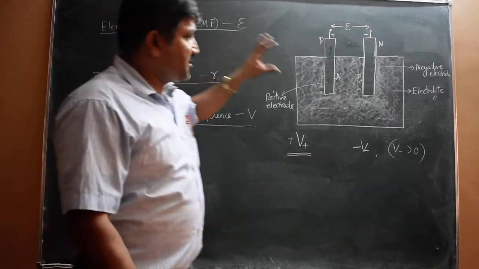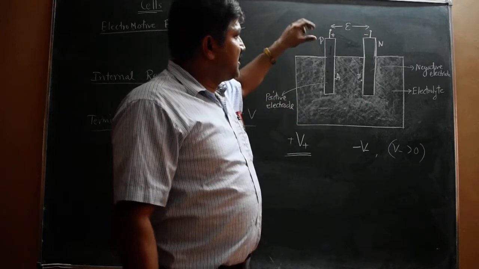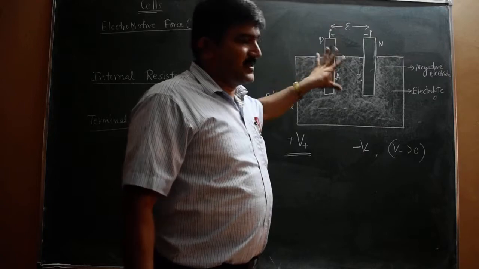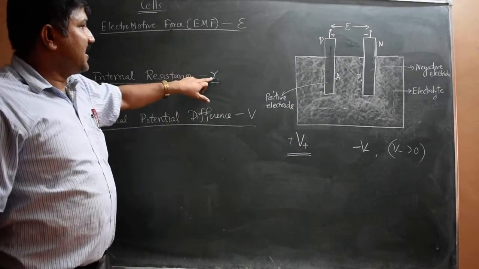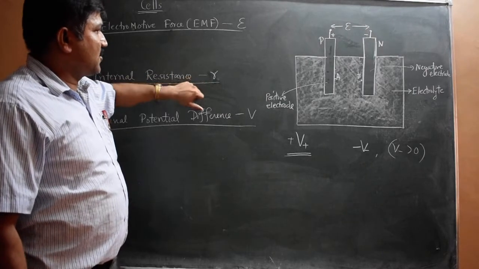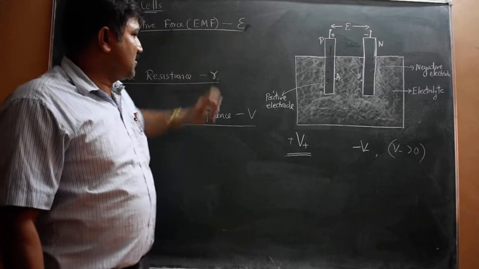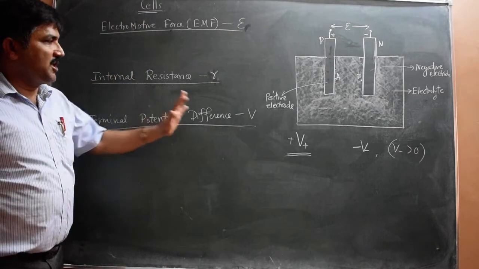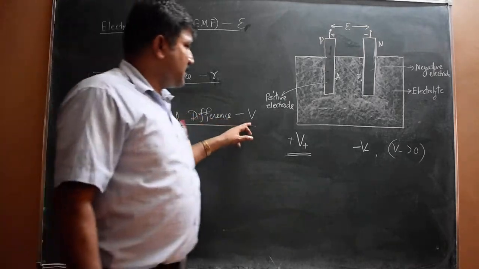That opposition, or resistance, produced by the electrolyte of the cell for the flow of charges through the cell is called the internal resistance of a cell. That is denoted by small letter r, and this is the EMF symbol epsilon. Then one more term related to the cell is terminal potential difference, or shortly terminal PD, denoted by the symbol capital V.